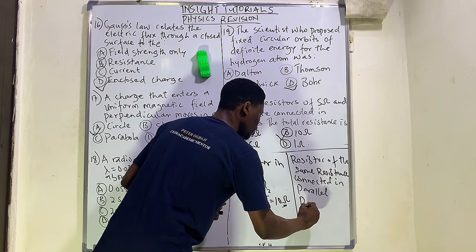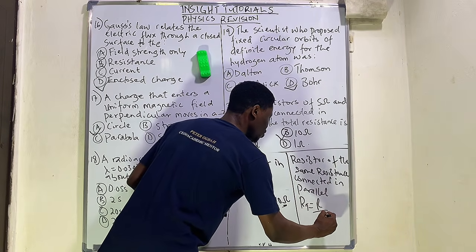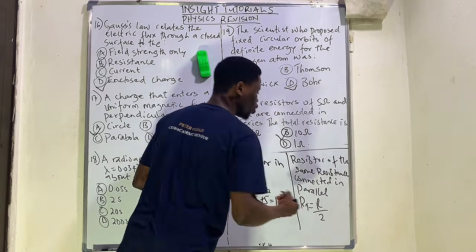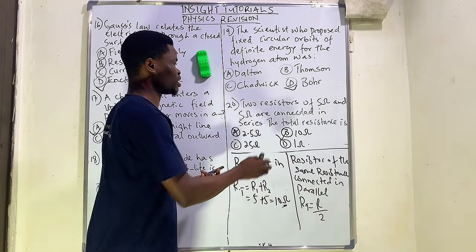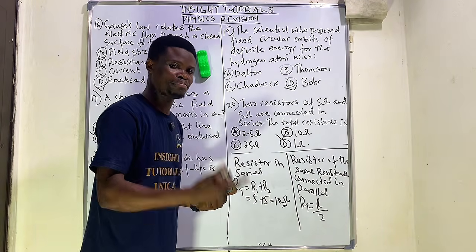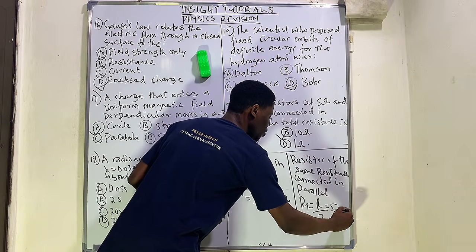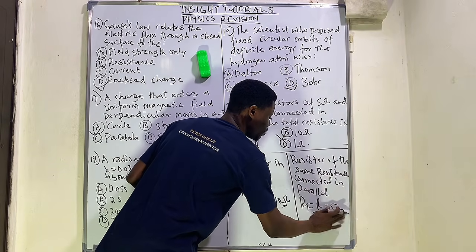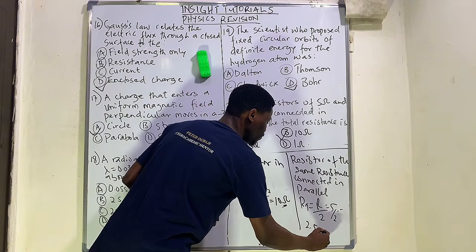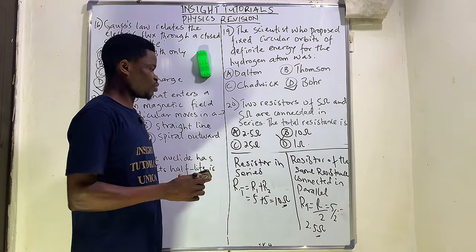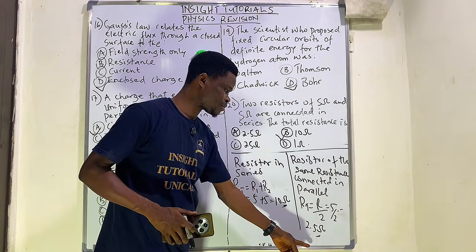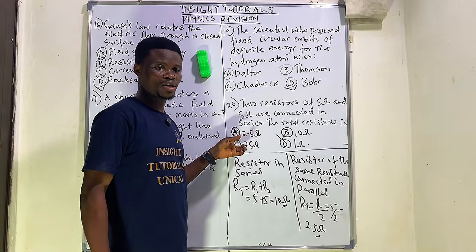you simply do the total resistance as resistance all over 2. You just pick one of them all over 2. That is to say, if these resistors were actually connected in parallel, I'm simply going to say it's 5 divided by 2. It's going to give us 2.5 ohm. If it was connected in parallel, this A would have been the correct answer.